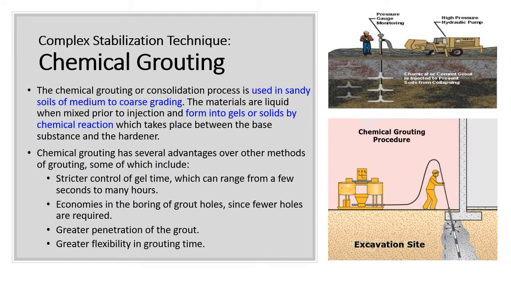Complex stabilization technique, chemical grouting. Chemical grouts such as sodium silicates can set quickly and are the cheapest amongst the other chemical grouts. Other chemical grouts include chrome lignin and polymers. Resin and polymers are the costliest but form a solid mass.